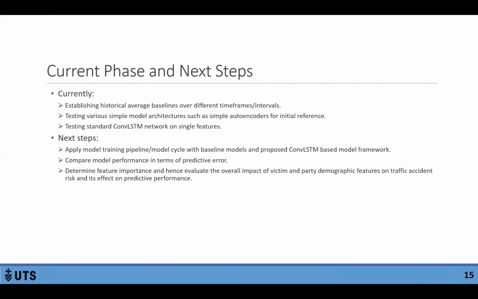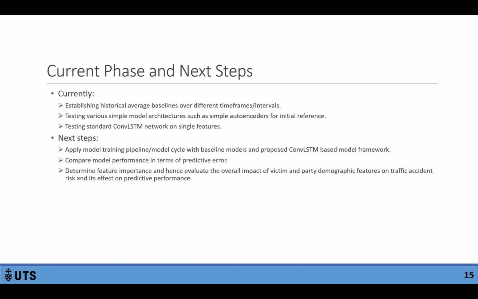So, in terms of the tasks being undertaken currently, these include establishing historical average baselines for predicting traffic accident risk over different timeframes or intervals, testing various simple model architectures, such as simple autoencoders for initial reference, and testing a standard conv-LSTM network on single features.